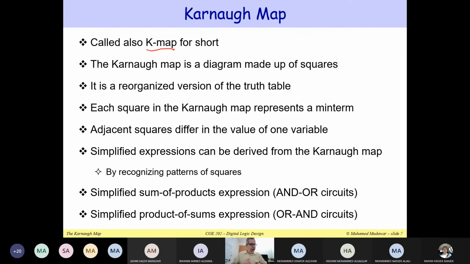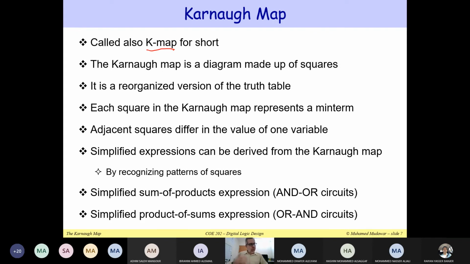The idea is to combine adjacent squares, and by combining adjacent squares, we can simplify the expression. So we can derive the simplified expression directly from the Karnaugh map just by visualization. Just look at the Karnaugh map, combine adjacent squares and simplify. That's it. We can obtain different expressions. I can obtain a simplified, minimized sum of products expression.